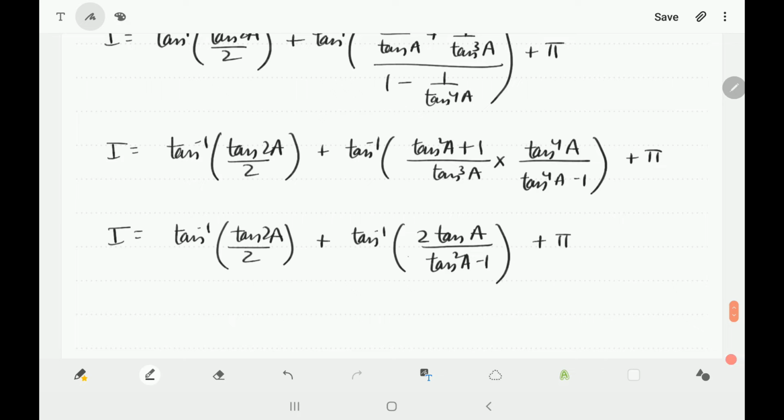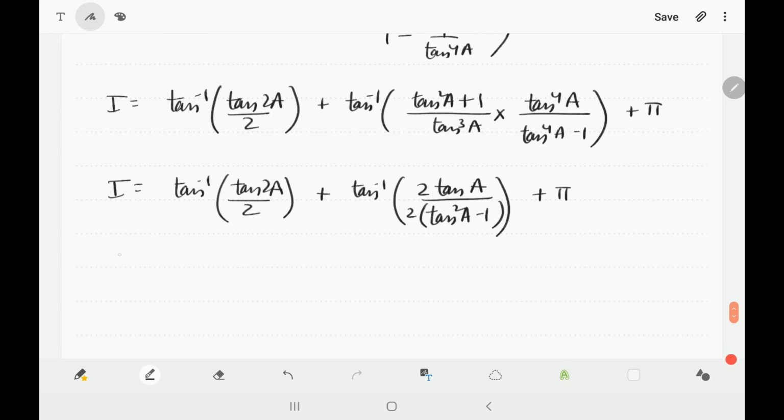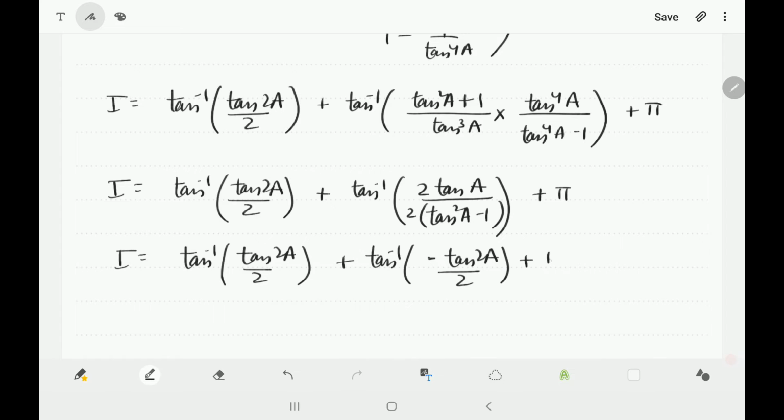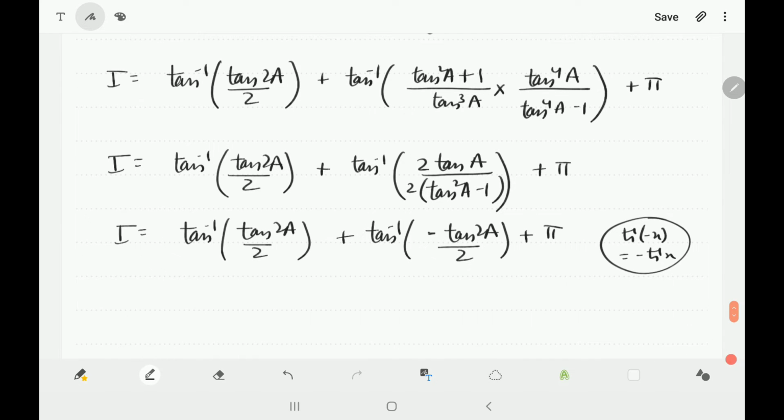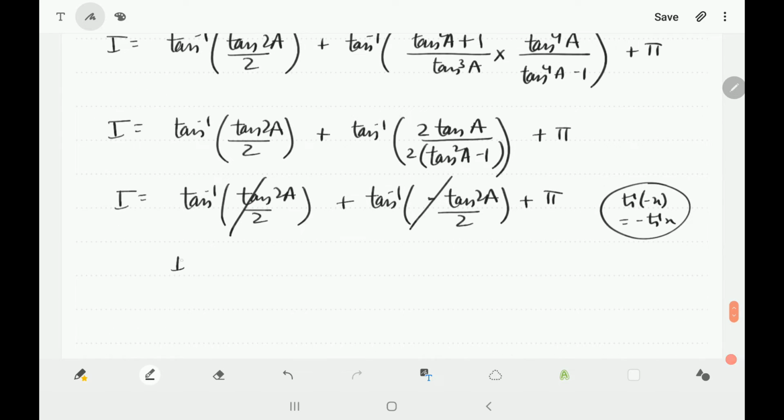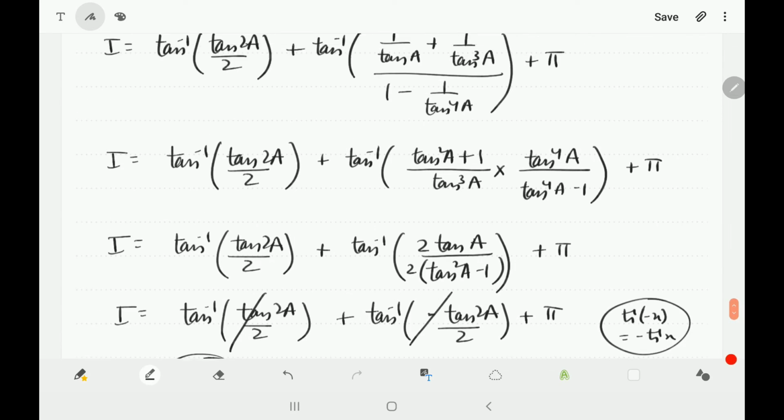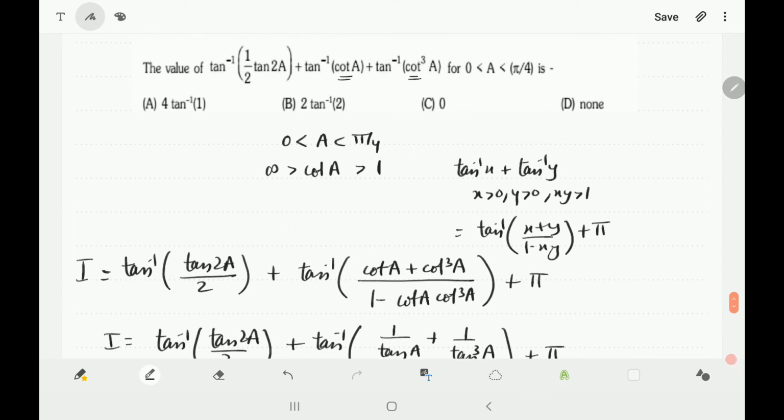Now if you multiply this term with 2 and divide with 2, you will have the formula tan inverse of tan 2a divided by 2 plus tan inverse of 2 tan a upon 1 minus tan square a, which is tan 2a. So this will be minus of tan 2a divided by 2 plus pi. Now you already know this formula also, that tan inverse of minus x is minus tan inverse x. So these two terms will cancel out with each other and we will have the answer as pi. So the answer for this problem is pi.